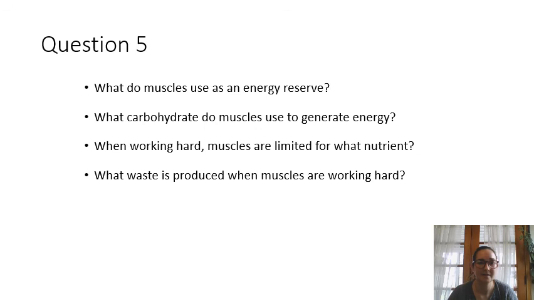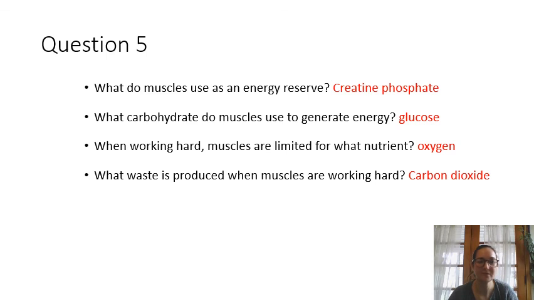Okay, next set of questions here. What do muscles use as energy reserve? So we've run out of our 3 seconds of ready ATP. What do we do next? What carbohydrates are muscles using to generate energy? And then when your muscles are working hard, what nutrient are they limited for? Say we've got enough glucose, we've got enough food. What's the limiting factor here for muscle contraction? And then what waste product are we producing when your muscles are working overtime?